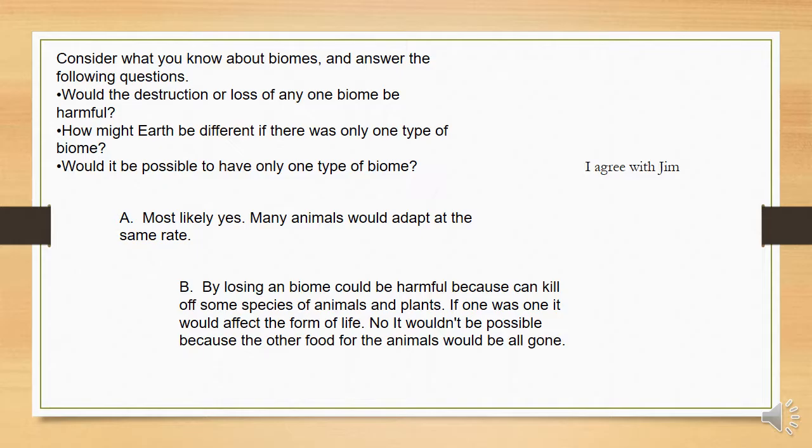Now, this is taken verbatim from one of my discussion post students. A lot of issues with it. Starts out okay, but it's missing words, right? Harmful because can kill off. If one was one, I have no idea what that meant at all. And then after no, there should be a comma. So there's some things wrong with it, but it's kind of got a good base that can be reworded.